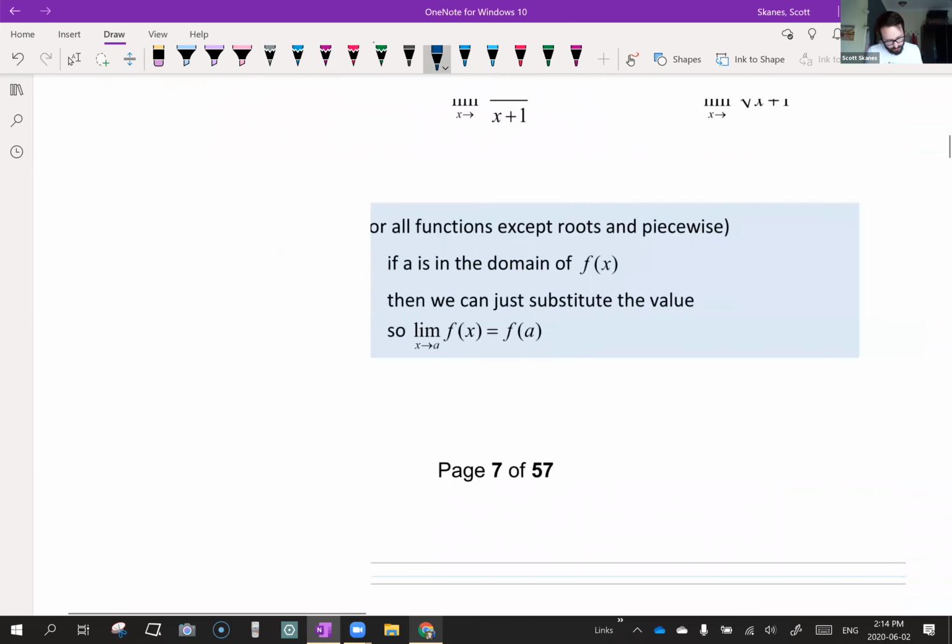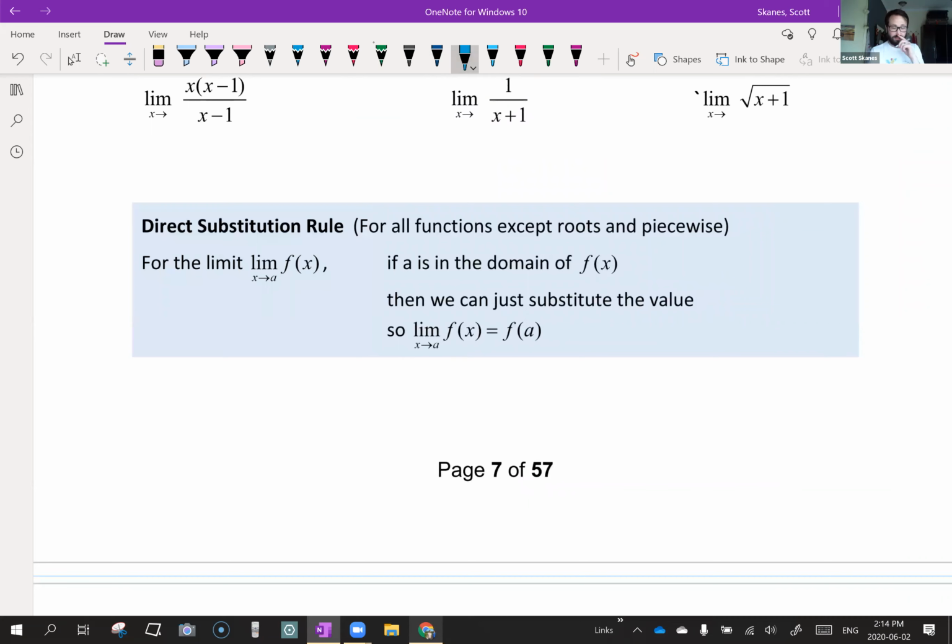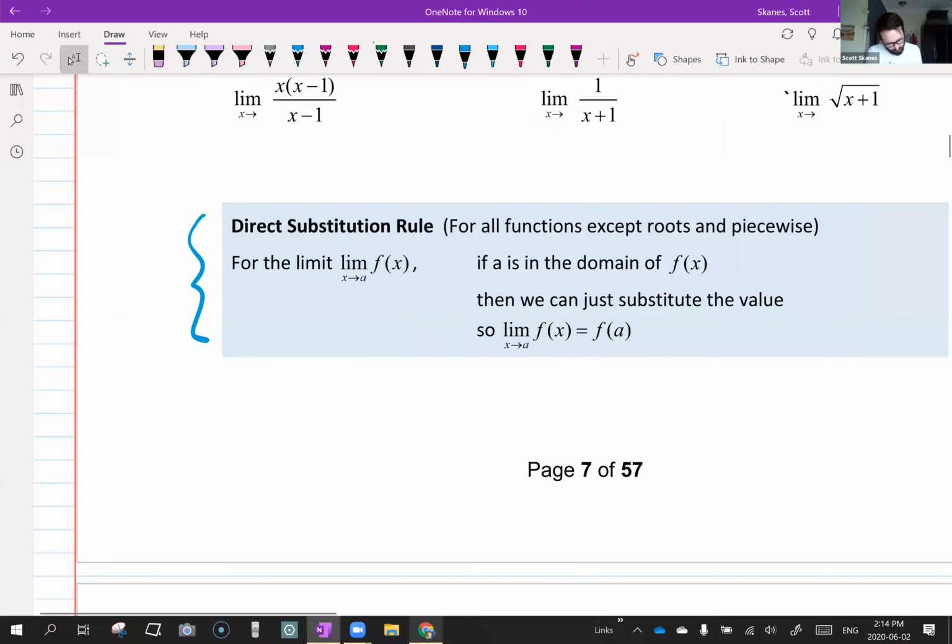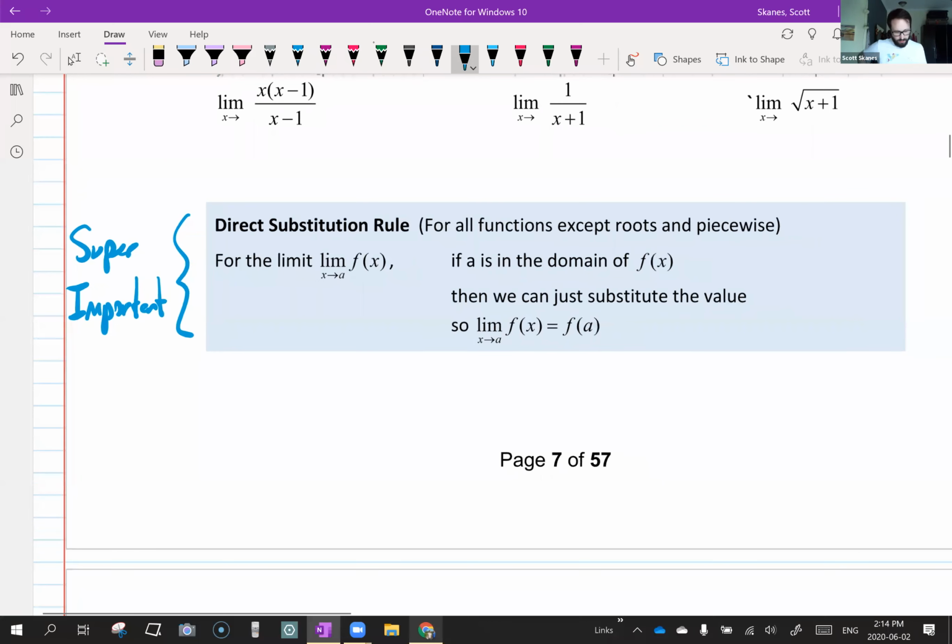This is the most important piece of information in the whole unit. So I'm just going to say that this is super important. There is nothing more important when you are looking for limits. It's the direct substitution rule. And literally all that means is if you're trying to find the limit of something as it approaches a value, the first thing you should try is just stick that value in. As x approaches 0, if you want the limit, just put in x equals 0 and see what it gives you. If it gives you a number, then you know the limit.